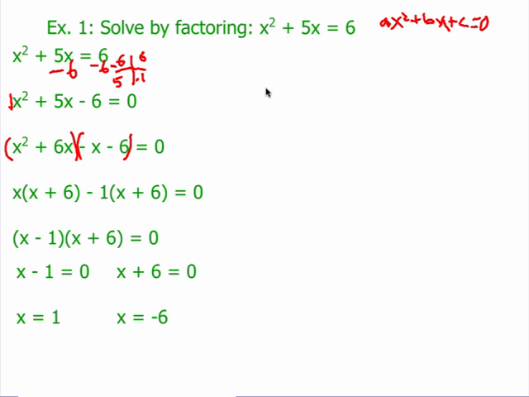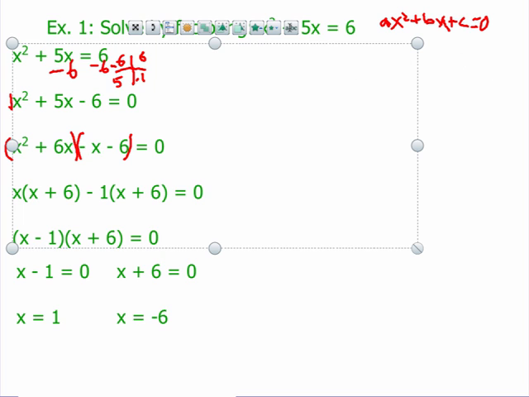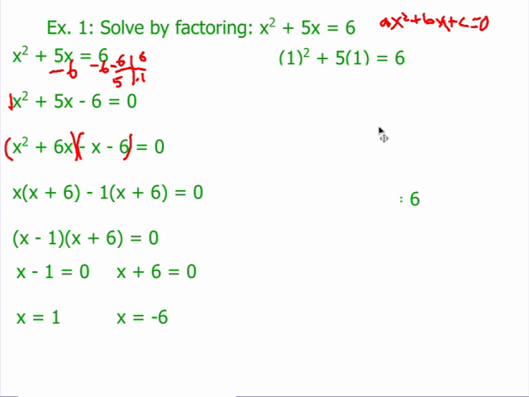Now, let's go ahead and check these. The way we can check them is pretty simple. All we have to do is plug each one of these into my original expression here. So let's see what happens. If I plug 1 in for x, 1 squared plus 5 times 1 equals 6. 1 squared is 1. 5 times 1 is 5. 1 plus 5 equals 6. Well, that answer checks out, so that's good.